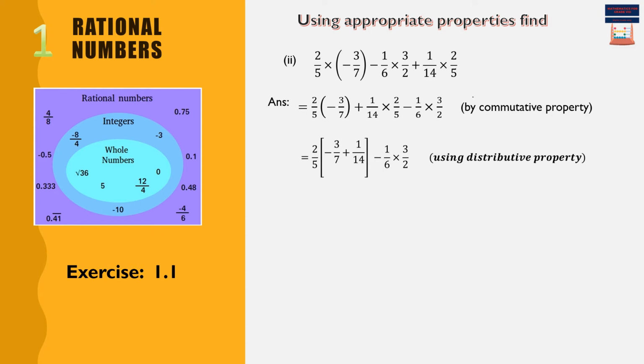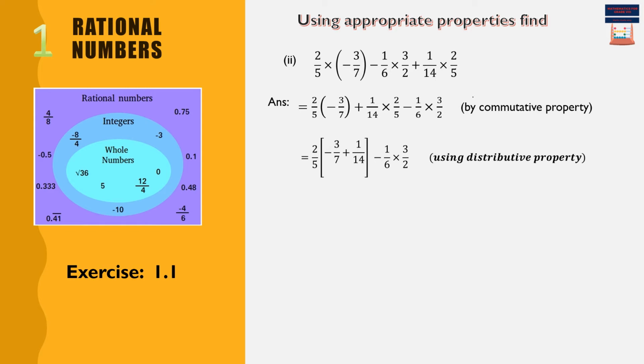Now we need to take 2/5 as common. So we are left with -3/7 + 1/14 in the square brackets, and -1/6 × 3/2. This is called the distributive property.